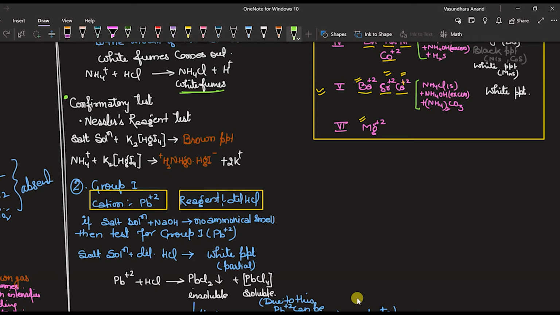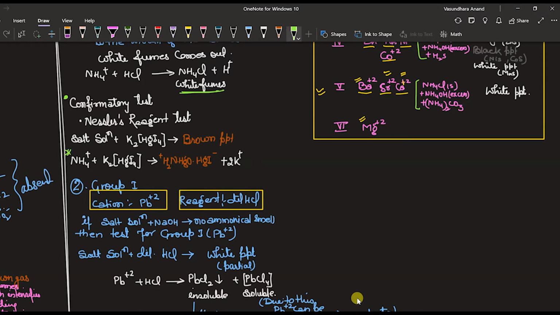Potassium tetraiodomercurate. Okay, so this is Nessler reagent. As you add it in this, you will get the brown PPT. So it confirms that ammonium ion is present in the salt. The reaction, you have to learn the reaction. It is a must for all this. You have to learn the reaction, whether it is cation or anion.